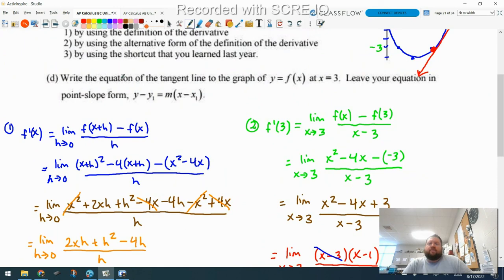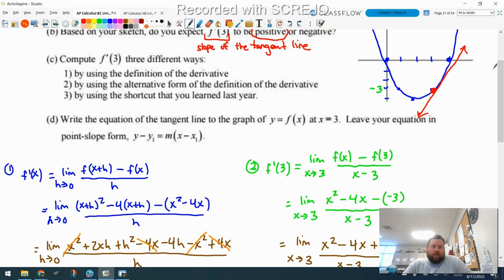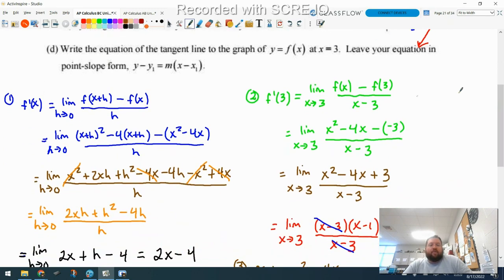All right, I think there was one other question here. Yes, write the equation of the tangent line. So what is the equation of this line we drew in right here? Of y equals f of x at x equals 3, leave your equation in point-slope form. So we're always going to write our tangent line equations in point-slope form. So x1 and y1 are the values of this point right here. So x1 is 3, y1 is negative 3, and then m is the slope. That is the f prime of 3.